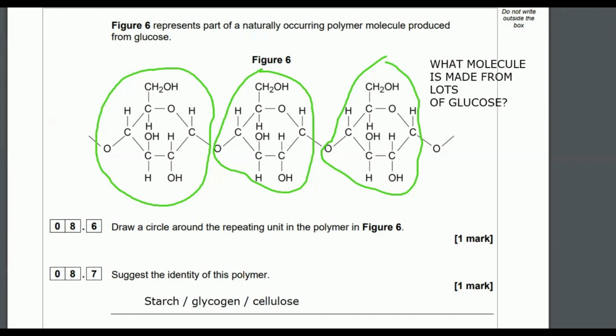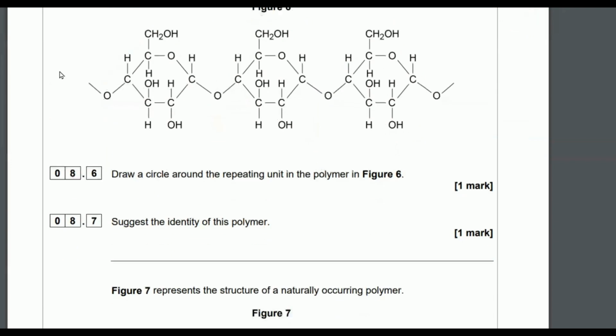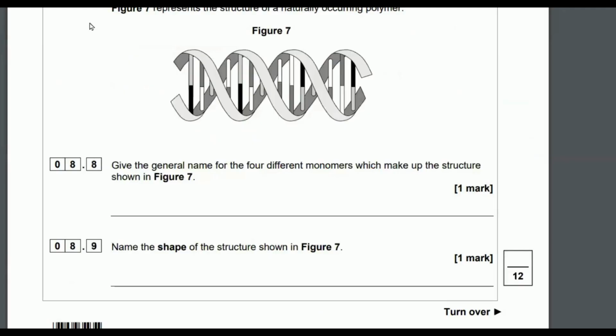And the answer could be starch, it could be glycogen, and they'll probably also accept cellulose in the exam, even though technically that's not correct. It might be all accepted, but starch is your best answer there.